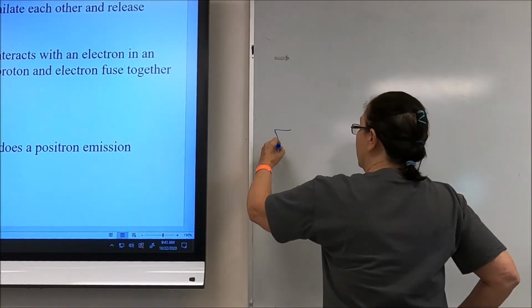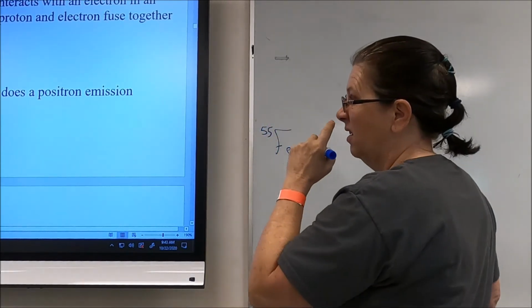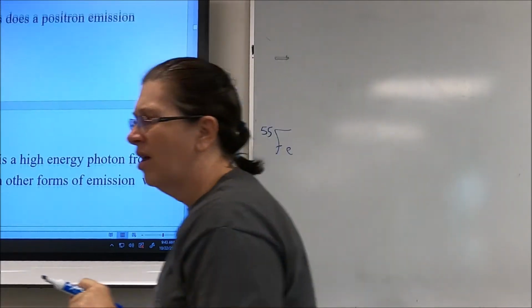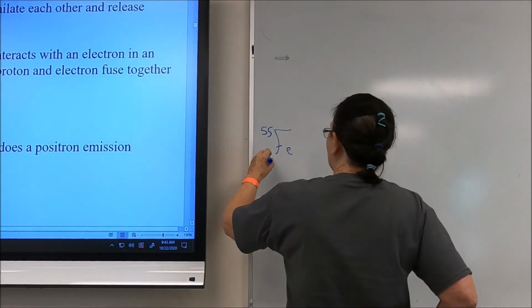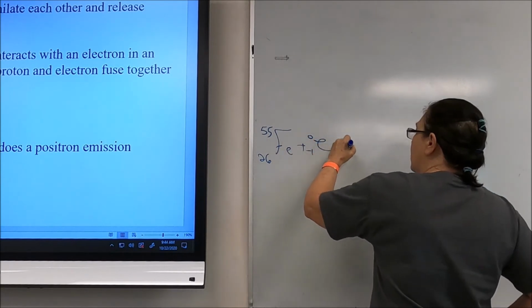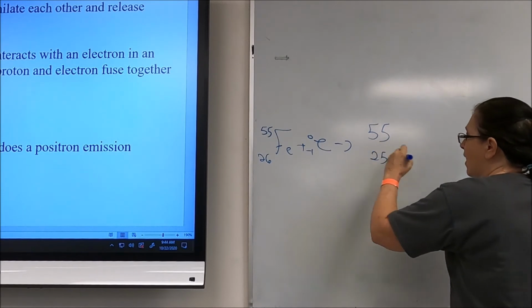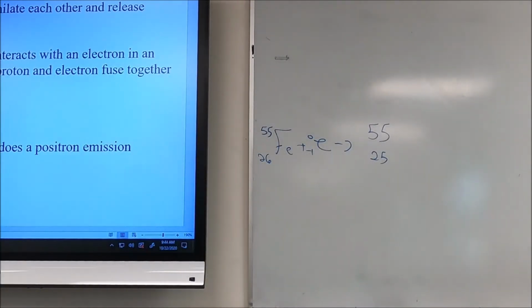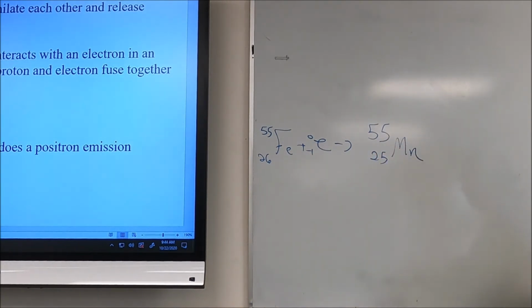So iron-55, and iron's atomic number, sorry guys, I don't have this one memorized, 26. We do electron capture, and I'm going to get 55 here, and I get 25 here because a proton is turned into a neutron, and that means that it's turned into manganese. Okay, electron capture.